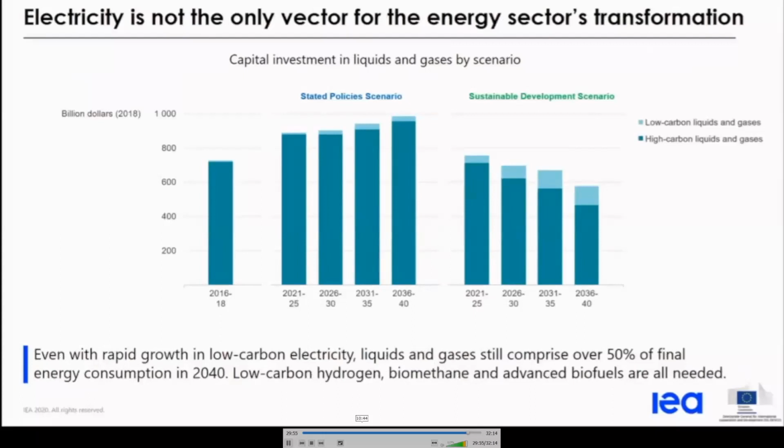When we look in the stated policy scenario towards the end of the 2030s, we see about $1 trillion invested in liquids and gases. That's reduced in the Sustainable Development Scenario to just under $600 billion, with an increasing proportion and increasing need for low-carbon liquids and gases.